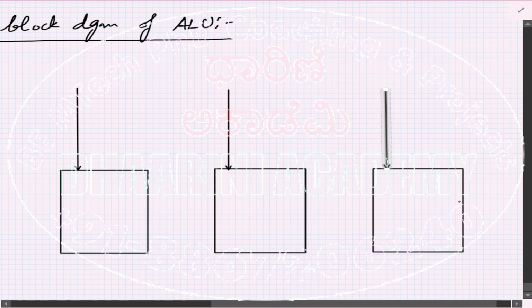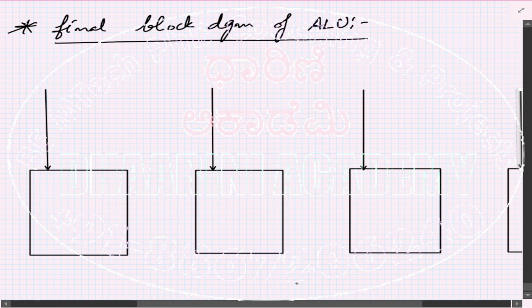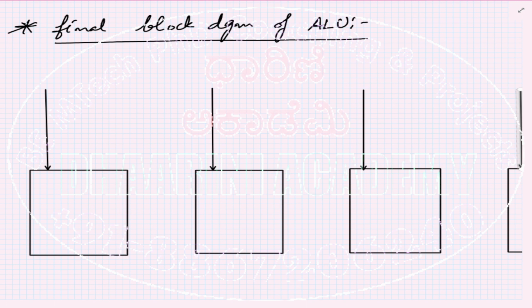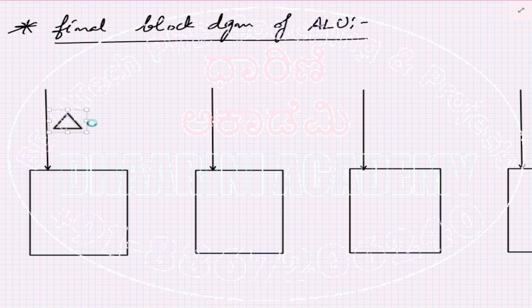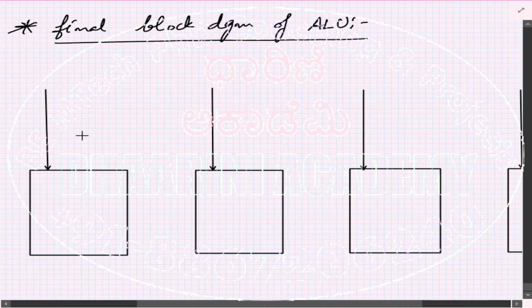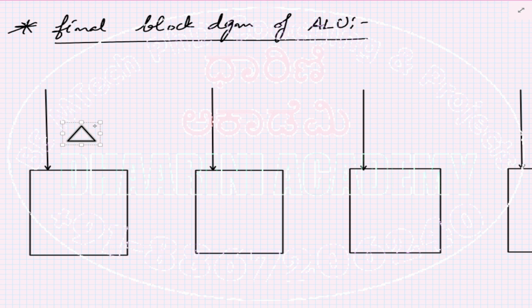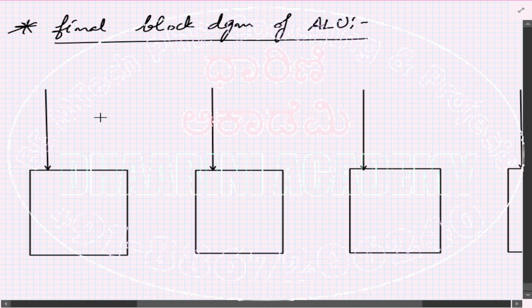Then you see that for passing the B into these blocks, I need a different gate, right? So which gate are you going to use? You have to use a NOT gate. Right, I will have to draw it reversed. Okay, this is a NOT gate.